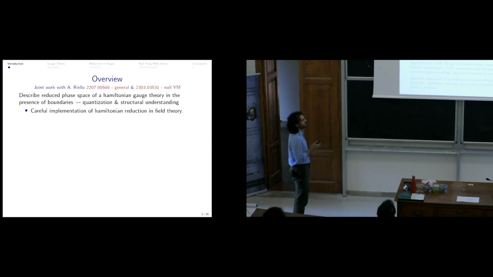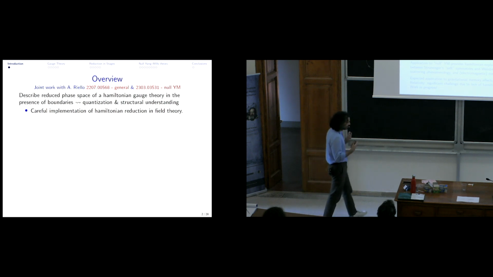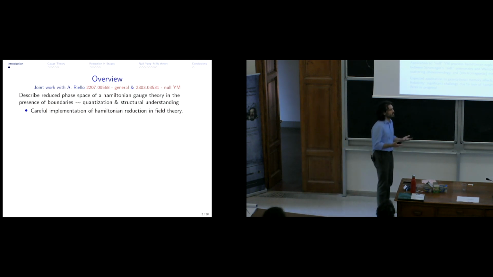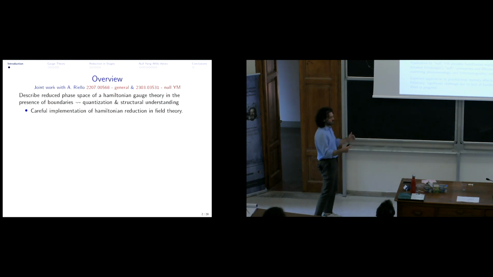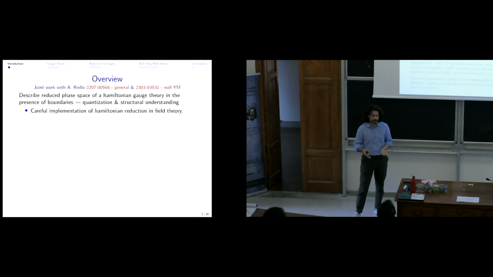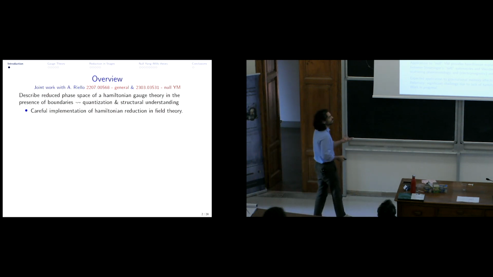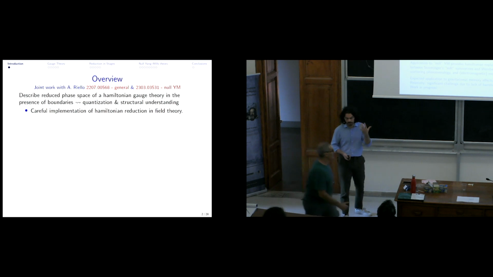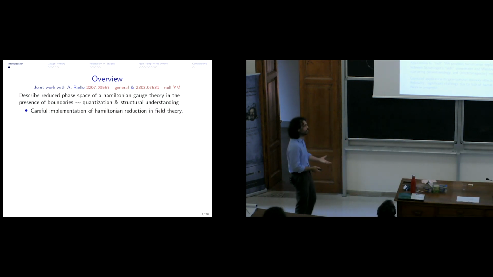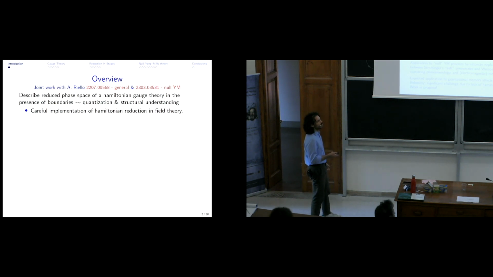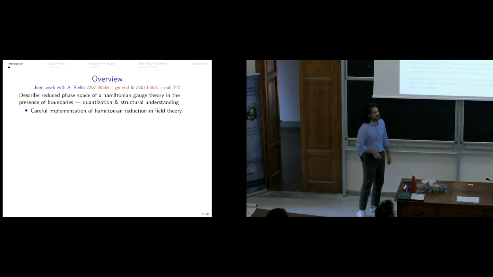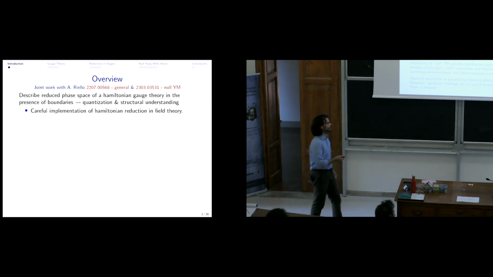Now, let's say the general knowledge is that to a codimension 1 submanifold inside of a space-time manifold, a field theory should assign some symplectic space. And this symplectic space, in the case of gauge theories, should be some sort of Hamiltonian reduction or a generalization thereof. But in fact, if you take this seriously, you realize that this implementation of Hamiltonian reduction that you need in field theory is subtle.